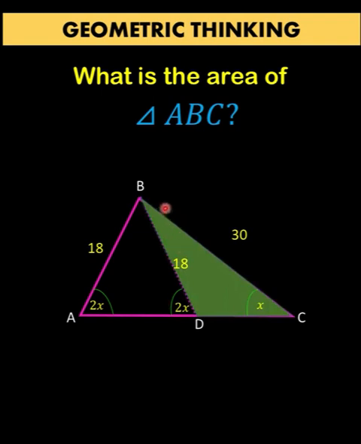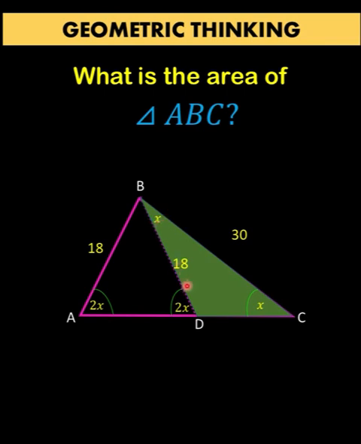Then let's look at this green triangle. With respect to the green triangle, this angle BDA with a measure of 2x is the exterior angle of interior angles BCD and DBC, which means that the sum of this angle here plus this angle here must be equal to 2x, which implies that the measure of angle DBC must be x. This must be x degrees.